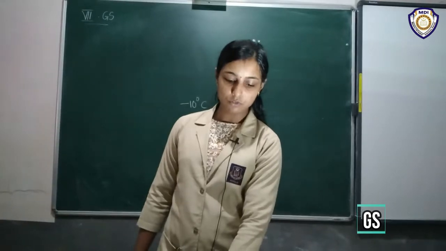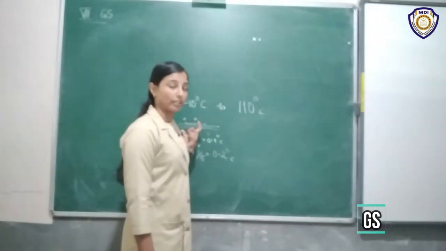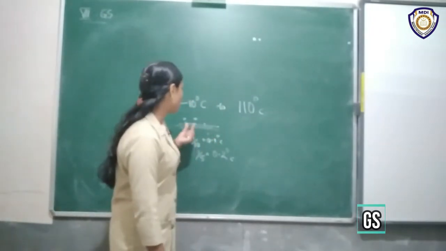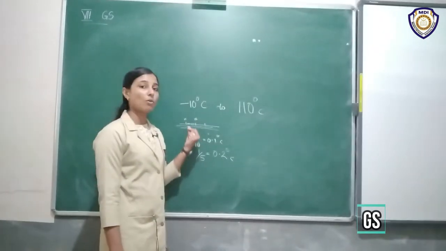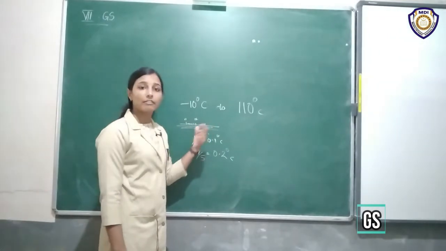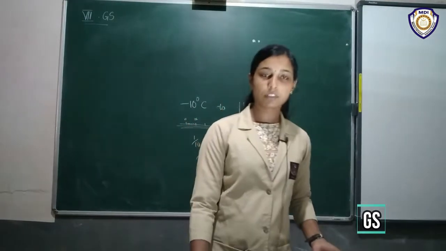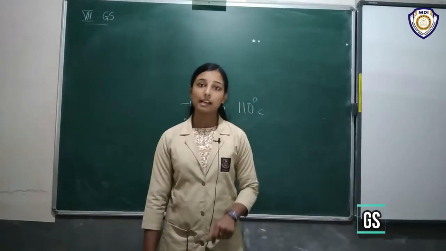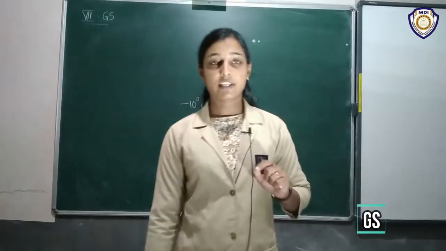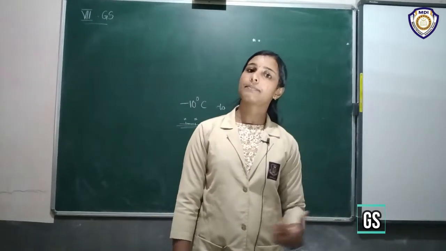It will be 0.2 degrees if there are 5 small lines in between. So we have to know how these small divisions come about, and what the value of the small divisions is, so that we can correctly read the thermometer and find the actual temperature using this thermometer.